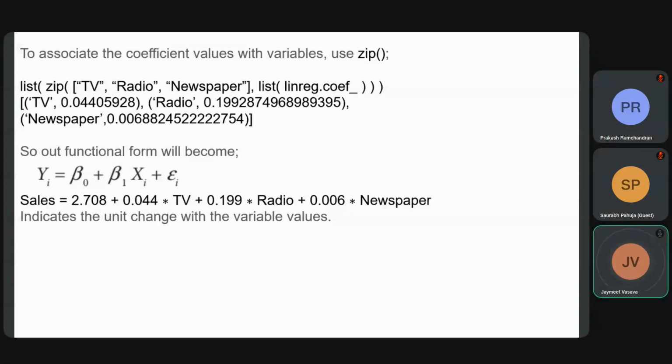Lastly, we'll be creating a kind of dictionary for the values that we get for the columns using the zip function of Python. So basically what we are doing is associating the linear regression's coefficients, the first, second, and third values, with TV, radio, and newspaper.